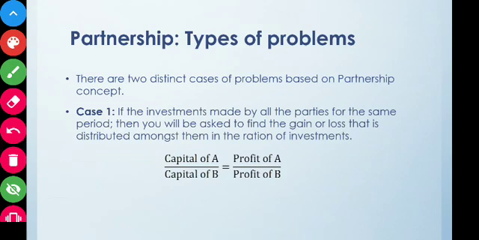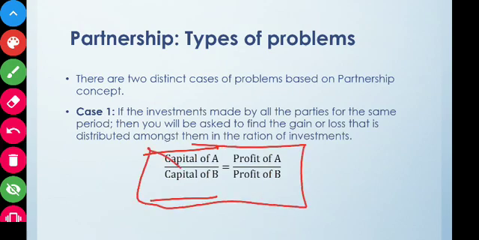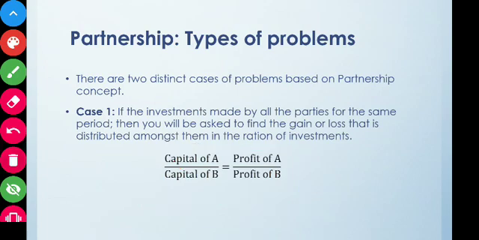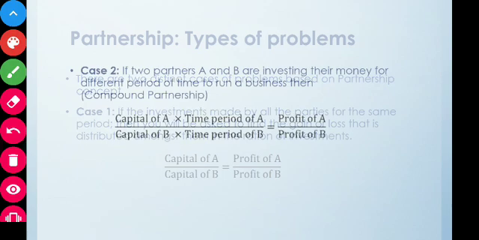So in such cases, the formula is: capital of A divided by capital of B is equal to profit of A divided by profit of B. We will learn this concept more clearly when we attempt a question on the same. Okay, now let's come to our concept number 2, that is case 2.